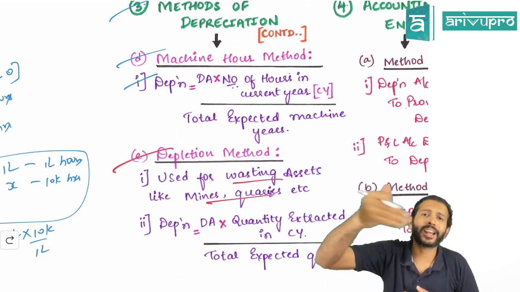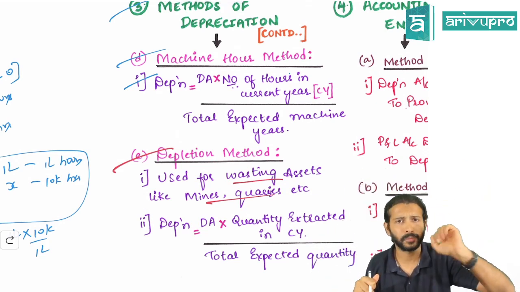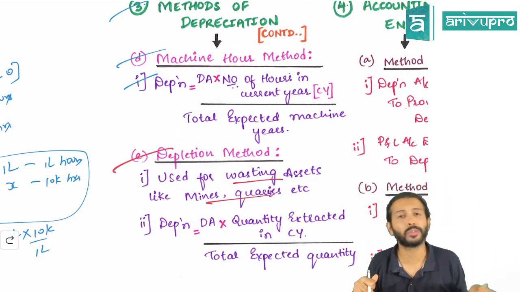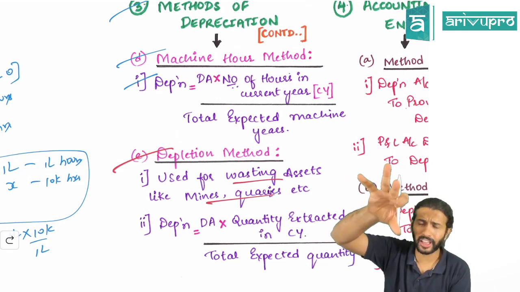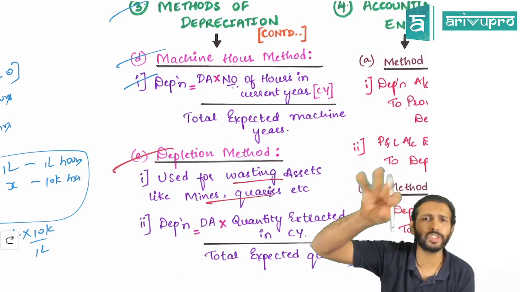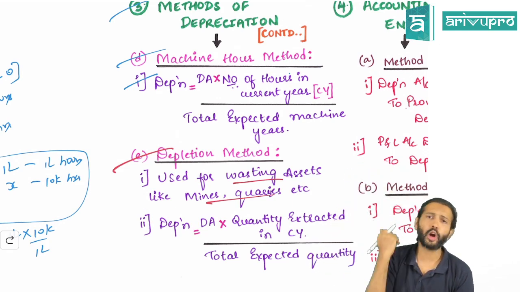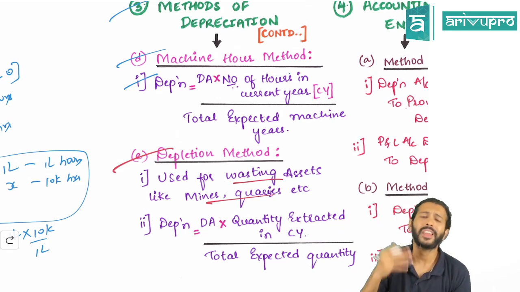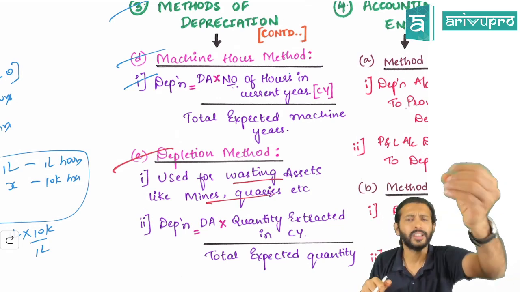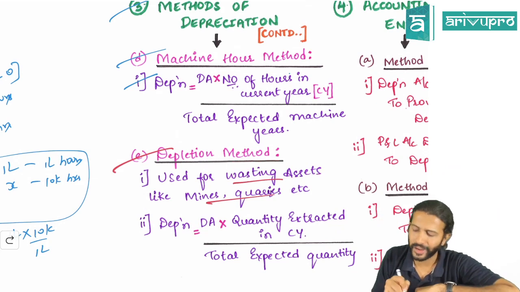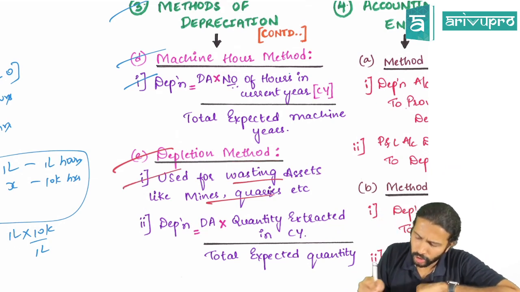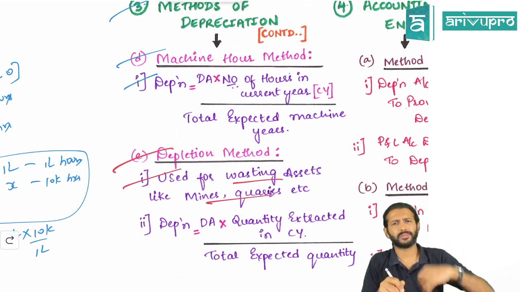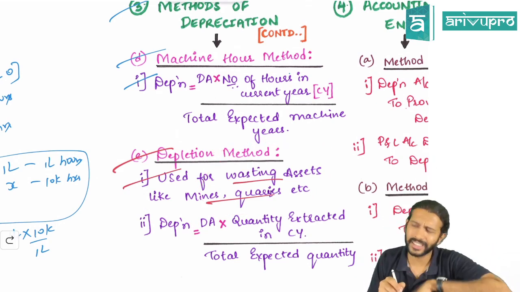Meaning, as you extract gold from a gold mine, that gold mine will become worthless. As long as you have the gold, as long as you can mine the gold, that mine will have value. But the moment you take all the gold from it, it becomes a worthless asset. Hence, we call these assets wasting assets. So for these wasting assets, we use something known as the depletion method.